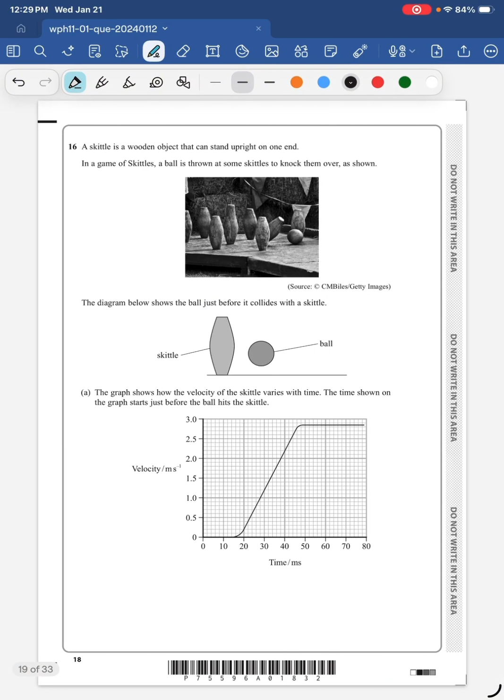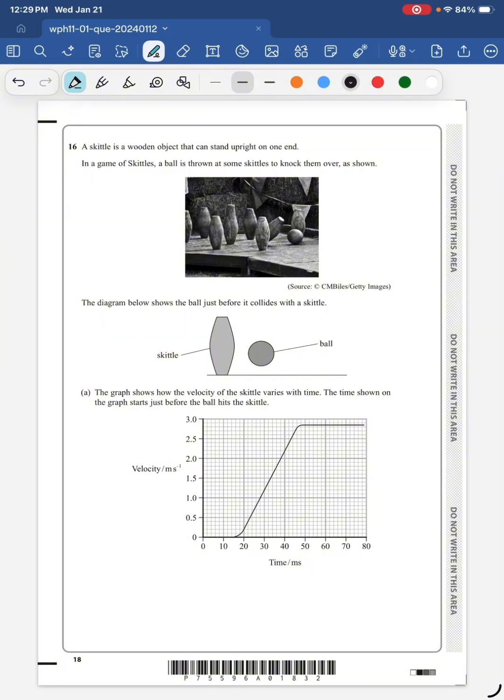Why did it do this? Okay, so a skittle is a wooden object that can stand upright on the end. In a game of skittles, a ball is thrown at some skittles to knock them over as shown.